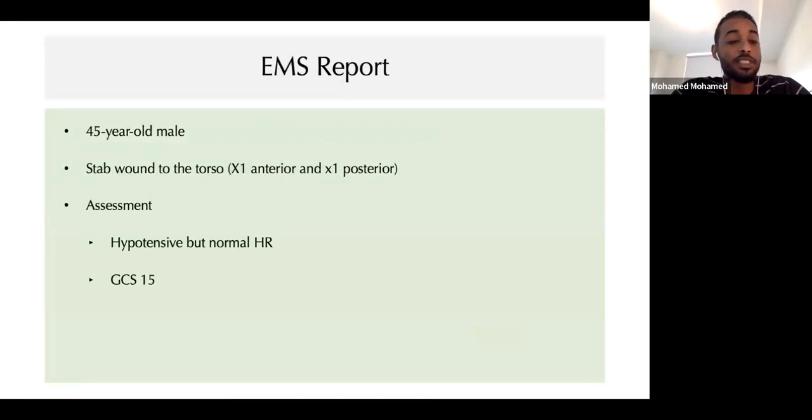This patient is a 45-year-old male who EMS reported had a single stab wound to the anterior torso and one stab wound to the posterior torso. On assessment, he was hypotensive with a normal heart rate in the 60s, and his GCS at that point was 15. His systolic was in the 90s when they reported it.